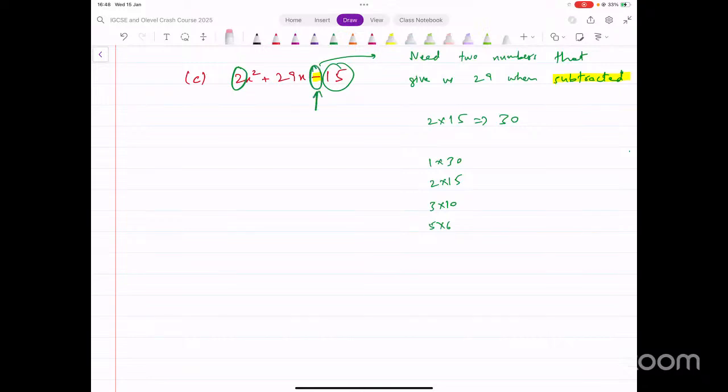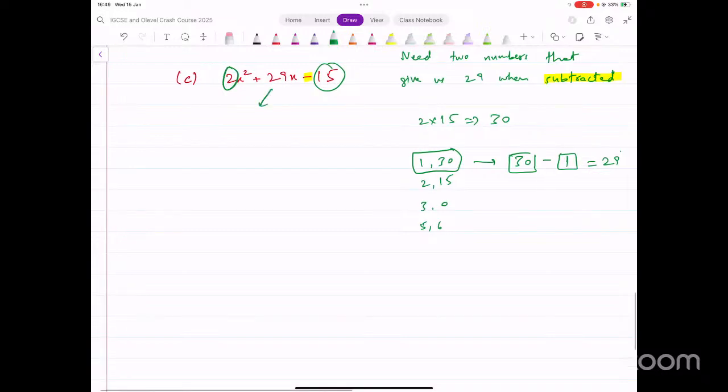This negative sign tells us that we have to subtract these numbers and see if we can get the middle number after that subtraction. Okay, we want 29 when the numbers are subtracted. Well, it's obvious from here that the only numbers big enough to give 29 when subtracted are 30 and 1, because we can do 30 minus 1, and that gives us the result that we need, that is 29.